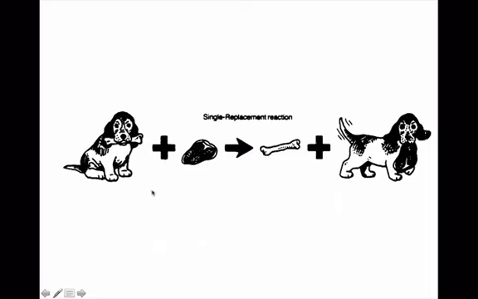The illustration for this one is if you have a dog with a bone, that would be like your compound, and then you have a steak, which would be your element. The dog is going to switch. It wants the steak more, so it's going to take the steak and it's going to drop the bone. So the steak and the bone switch places, and that's how you could illustrate a single replacement reaction.